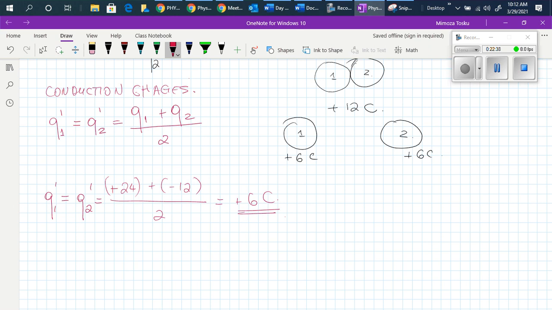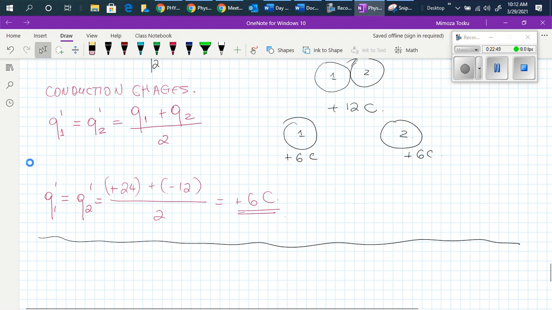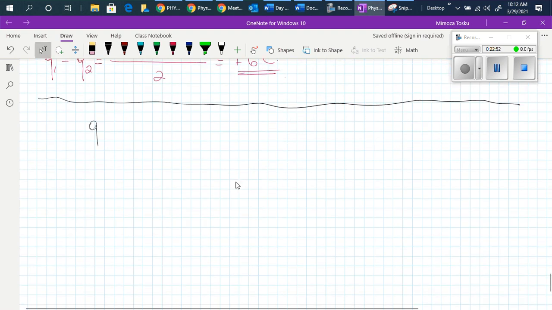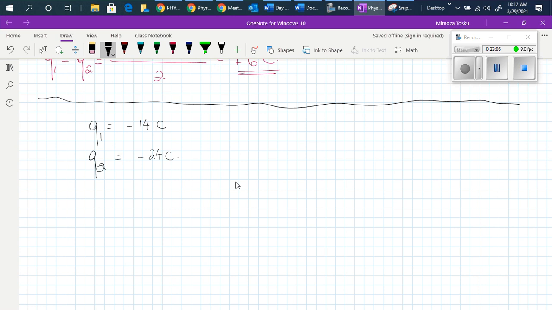When they are positive or negative, it doesn't really matter. What we have to keep in mind is that we have to add the charges that we have. So let's suppose we have an example where charge 1 is negative 14 coulombs and charge 2 is negative 24 coulombs, and now they are in contact with each other and then separated. What is the new charge 1 and the new charge 2?